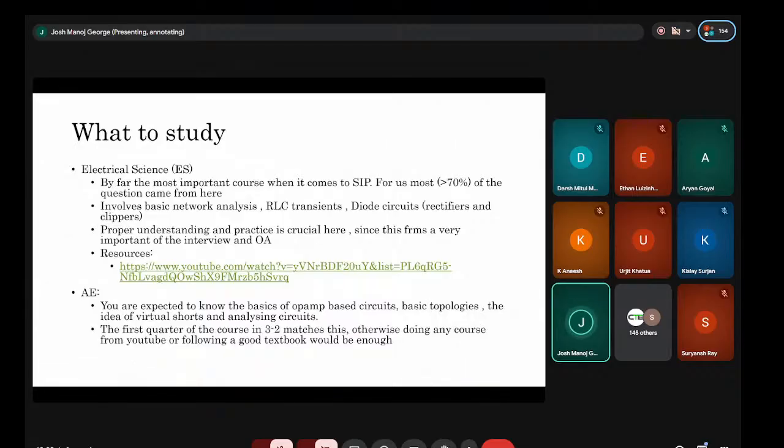Another important course is analog electronics. You are expected to know the basics of op-amp circuits, basic topologies like inverting and non-inverting circuits, and how you analyze them, especially virtual shorts. I know we haven't done it, but you could pretty much do it if you do AS properly. The first quarter of the course we do in 3-2 matches this. Otherwise, there are a lot of lectures on YouTube, or any good textbook would be good enough. Sedra Smith, I think, has a chapter on op-amps.